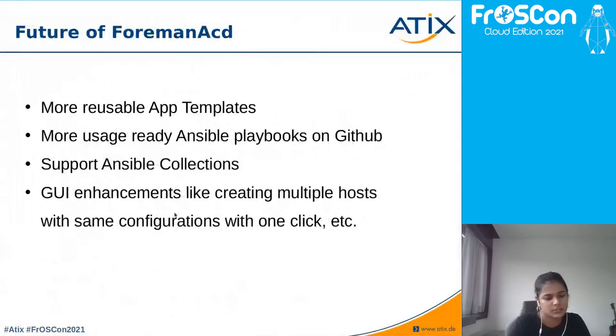As with any other software, Foreman ACD can be further improved, and we already have future plans for it. We want to add more reusable application templates, which contain Ansible playbooks as well as application definitions, so that you can directly use those templates, or take them as examples and create your own application templates. And we want to have more ready-to-use Ansible playbooks on GitHub as well. There already exist two Ansible playbooks. One I already showed you, the Grafana and Prometheus one. And there is one called Elk and Kibana, so you can have your Elk and Kibana hosts as well.